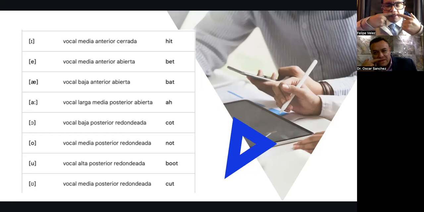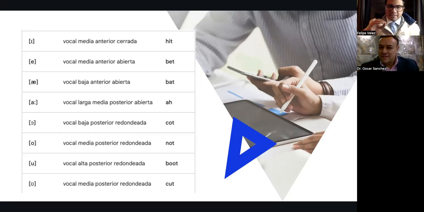This is your lip, and it should push your lip. So we say hit. Hit. Very good. Then we say bet. Bet. Very good. Then we say bat.